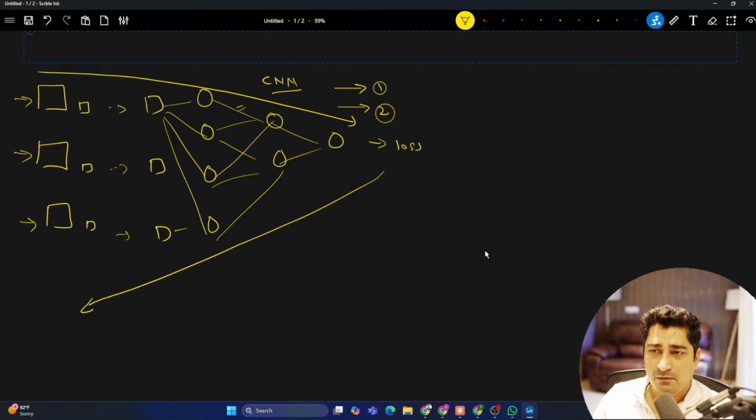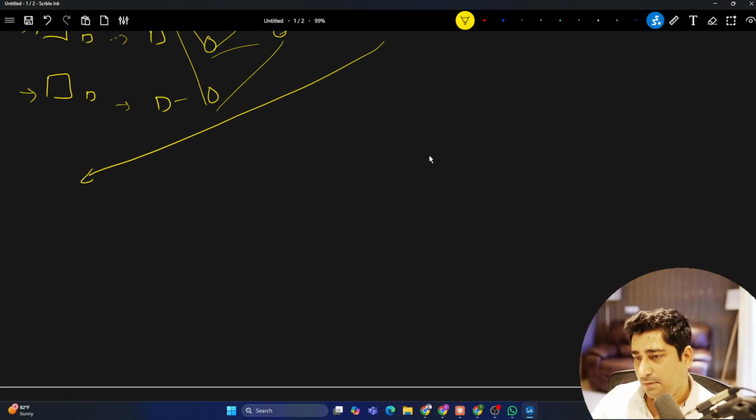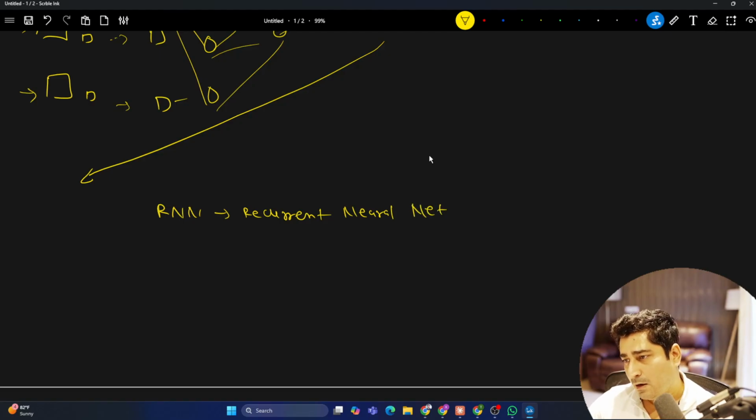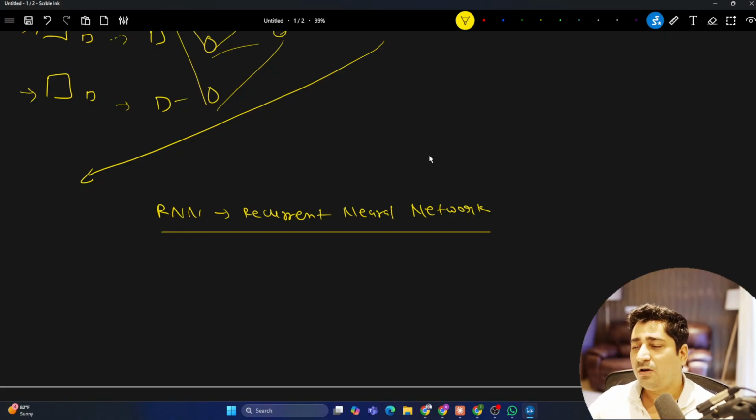But it's still good at understanding complex relationships in image data sets, or even other data sets, because at the end of the day we are talking about matrices. This is where people introduced the RNN. What is the full form of RNN? The full form is recurrent neural network. This provides you a different series of neural networks.